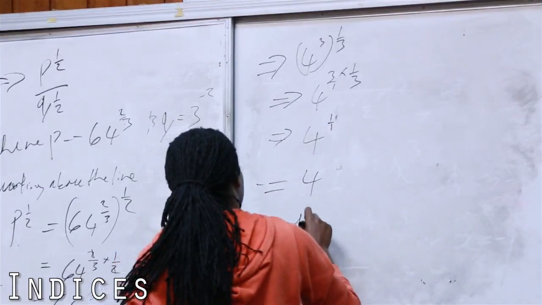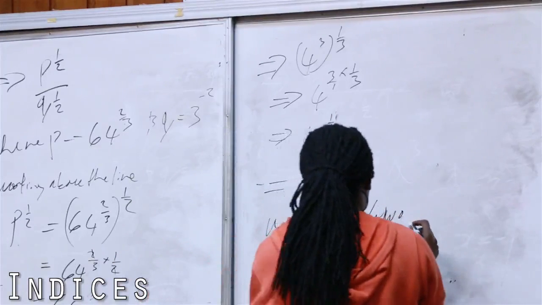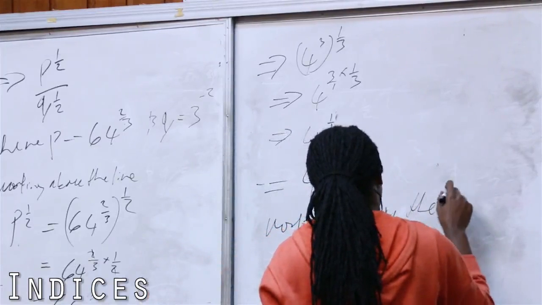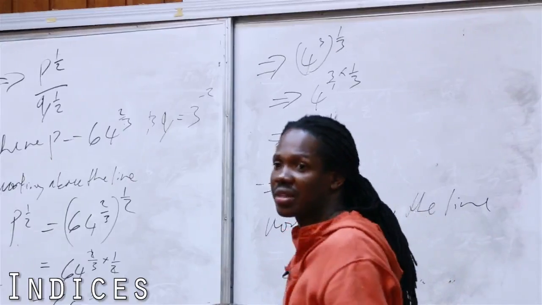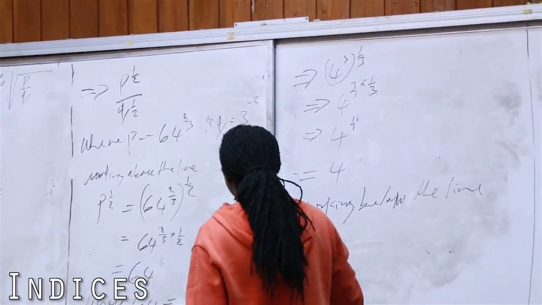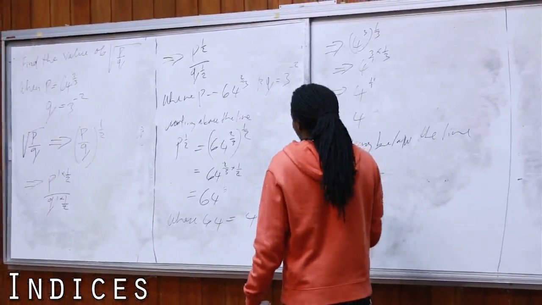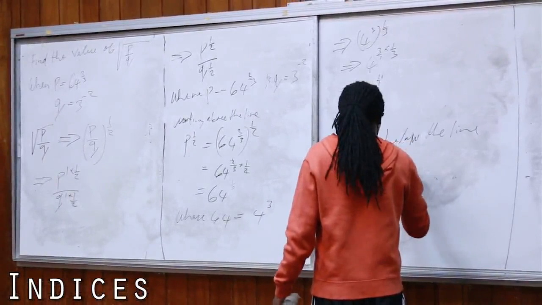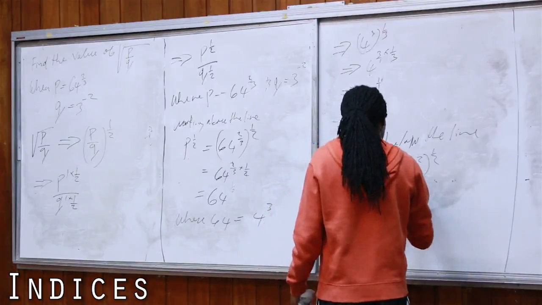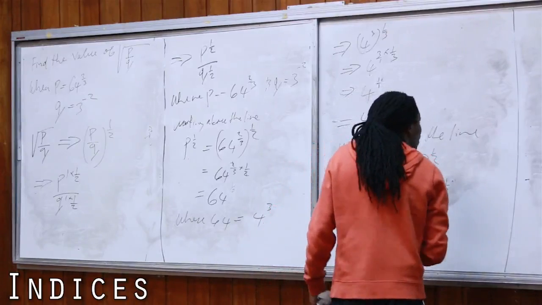Working below the line. It's not a hard way, this is just a long way. Long way and hard way is a different thing. Working below the line: Q to the half equals 3 to the minus 2 to the half. This implies 3 to the minus 2 times 1 over 2, equals 3 to the minus 1.